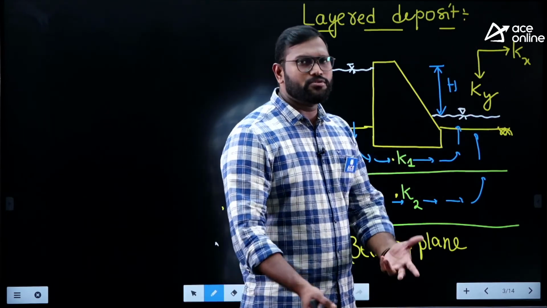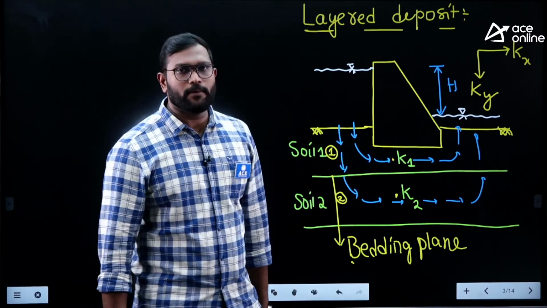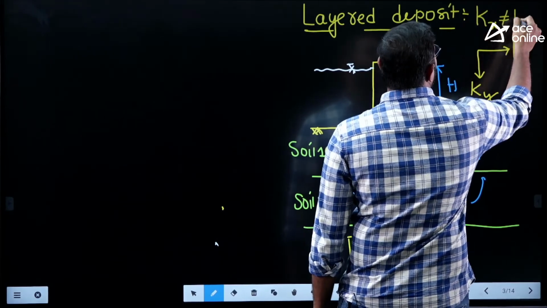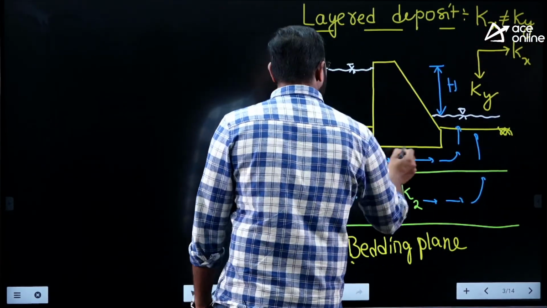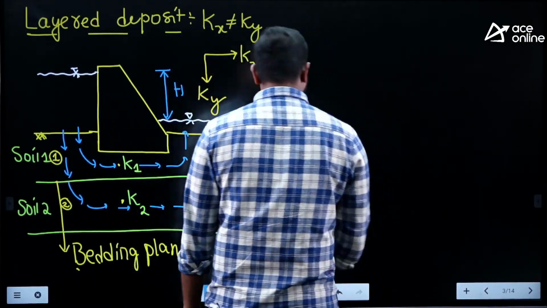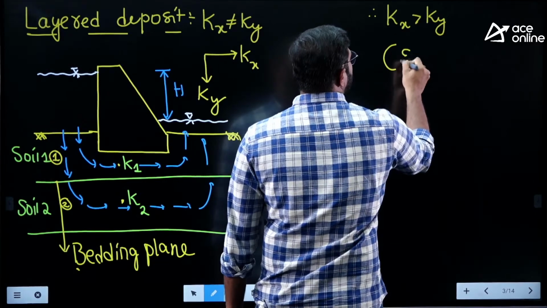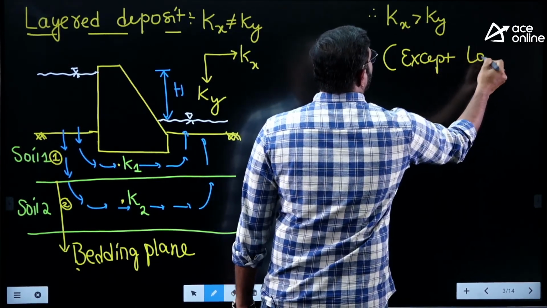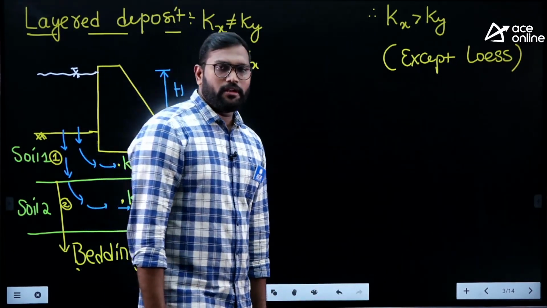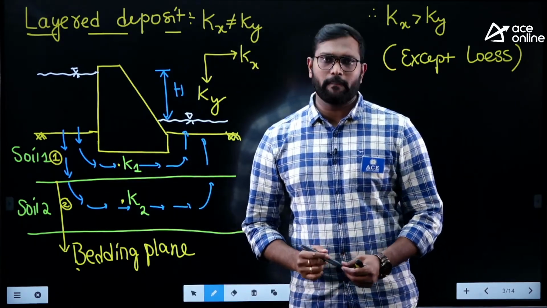If both are the same, then there is no meaning of a layered deposit. I can say it is homogeneous. But as we are discussing layered deposits, Kx is not equal to Ky. So then how are these related, sir? Kx is generally greater than Ky, except for loess. Loess is a windlaid deposit where the permeability of the soil when flow is parallel to bedding planes is less than the permeability when flow is perpendicular to the bedding planes.